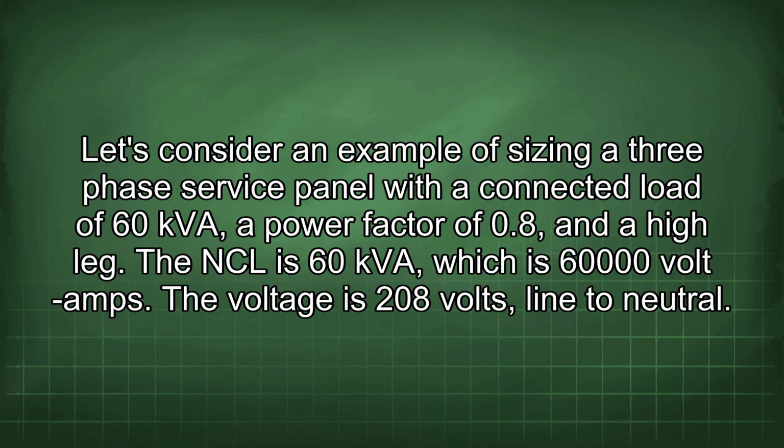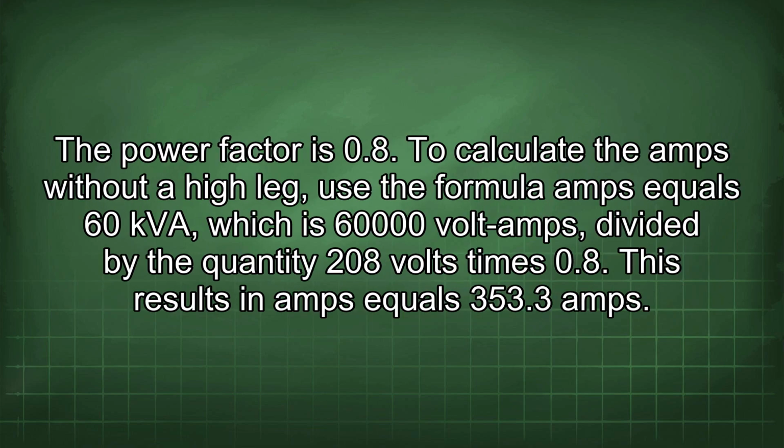Let's consider an example of sizing a three-phase service panel with a connected load of 60 kVA, a power factor of 0.8, and a high leg. The NCL is 60 kVA, which is 60,000 volt-amps. The voltage is 208 volts, line to neutral. The power factor is 0.8.